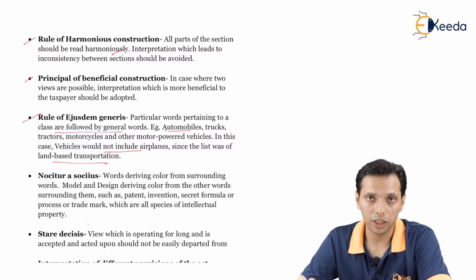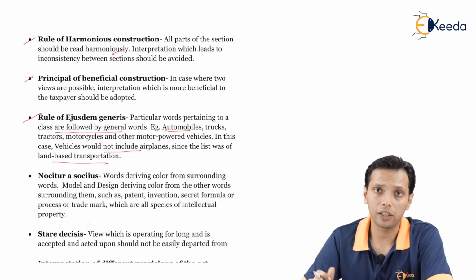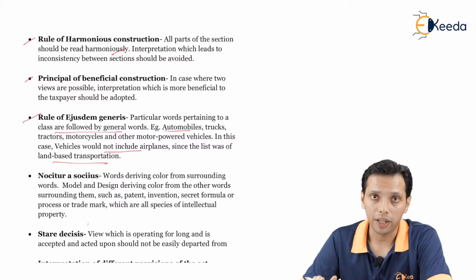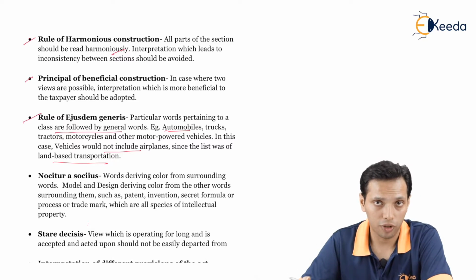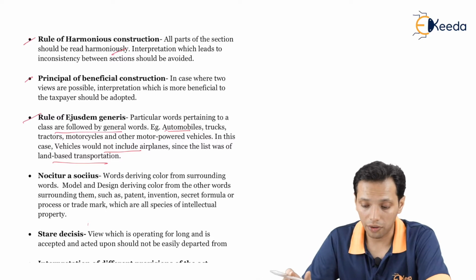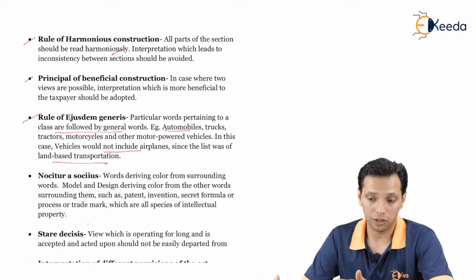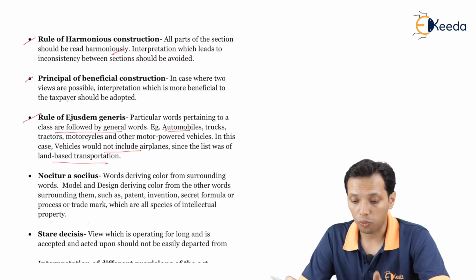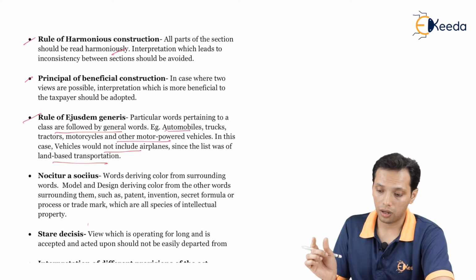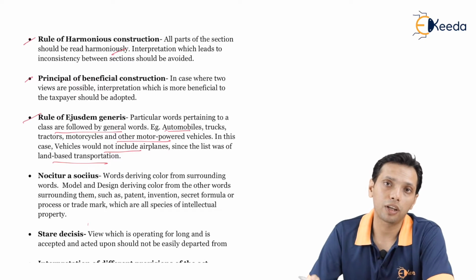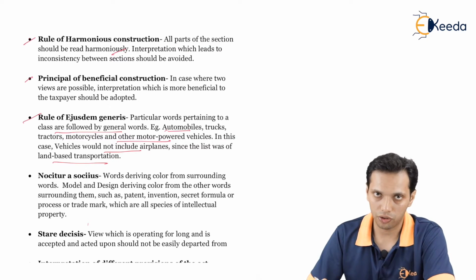So in this example, you can see automobiles, trucks, tractors, and motorcycles are vehicles which are used over land, and the airplane would not be considered as this at this point, because it is another mode of transportation. So as per the rule of ejusdem generis, particular words pertaining to a class are followed by general words. In the example, automobile, trucks, tractors, motorcycles, and the general words over here are other motor powered vehicles. So this should be interpreted only towards the other land based transportation vehicles.